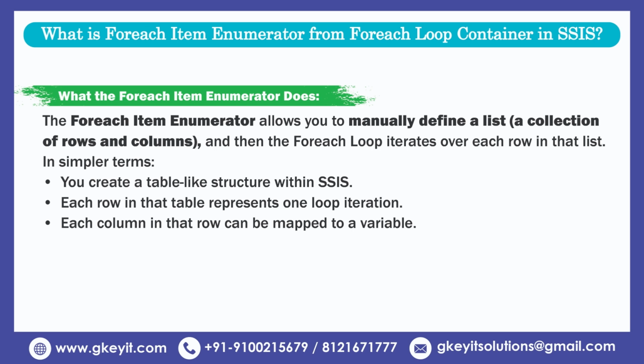The Foreach Item Enumerator allows you to manually define a list or a collection of rows and columns, and then the Foreach loop iterates over each row in that list. In simpler terms, you can create a table-like structure within SSIS. Each row in that table represents one loop iteration. Each column in that row can be mapped to a variable. Let us see these things practically in SSIS.